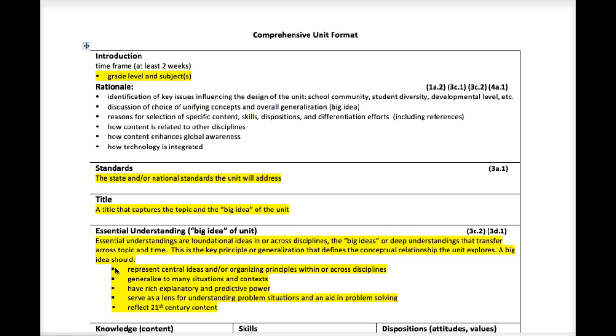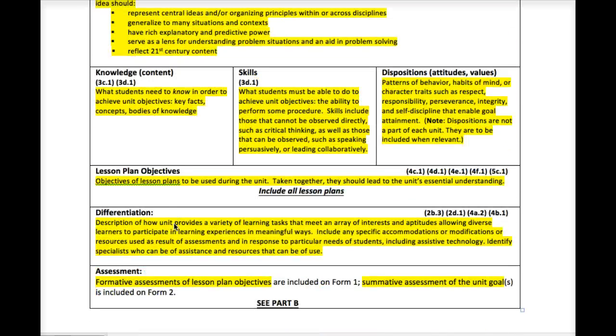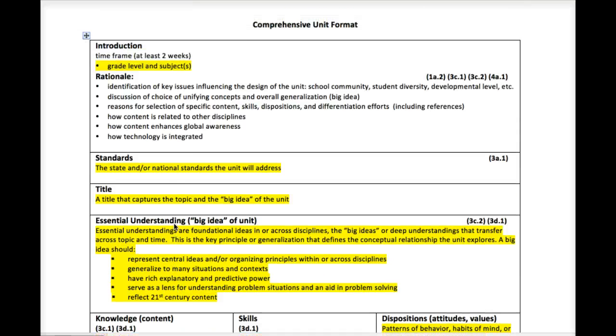So the version of the unit format that I put up on Moodle, I highlighted these things in yellow because they're the things that I want you to focus on for this class. So you'll notice that I'm not asking you to write this rationale because you'll have an opportunity to do that when you're in your methods course. And some of this stuff is knowledge that you will develop and have a better understanding of having taken that methods course or being in the process of it. So you are not expected to write the long rationale for the unit.